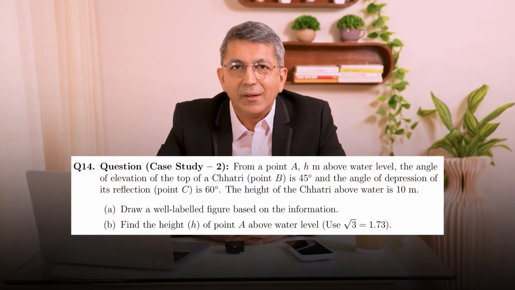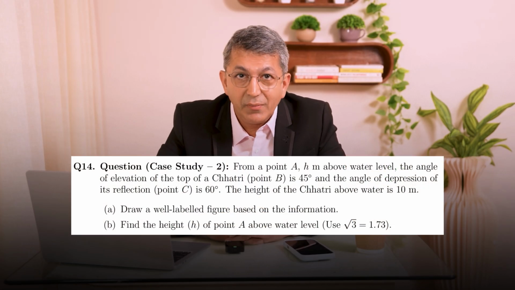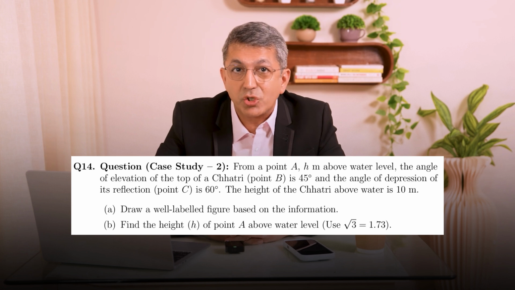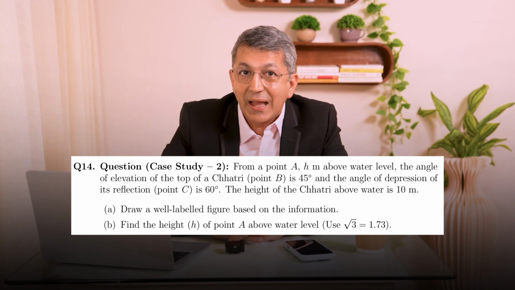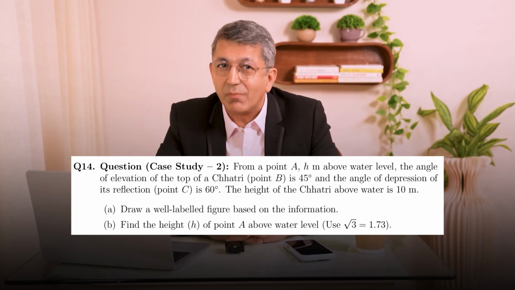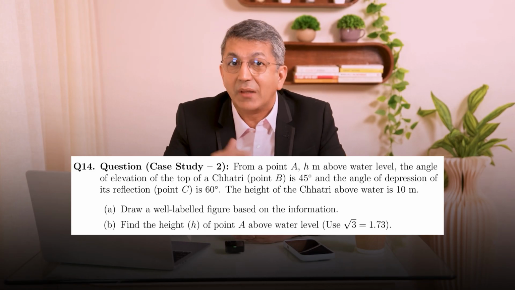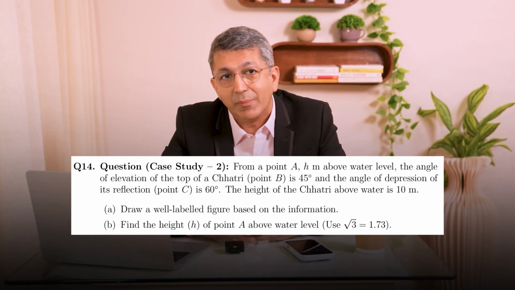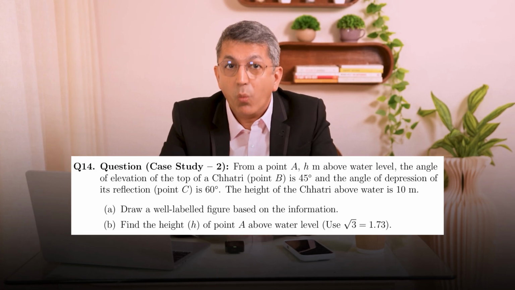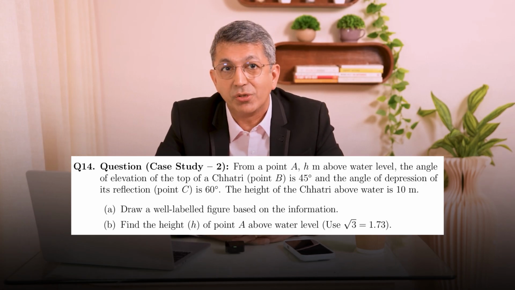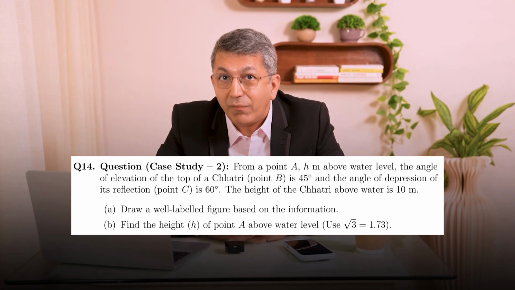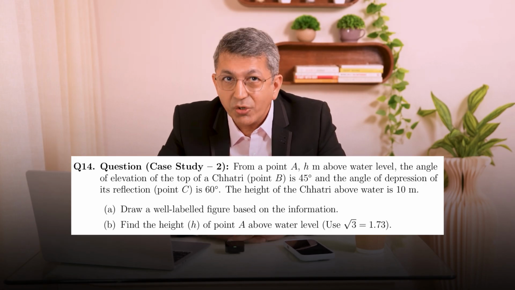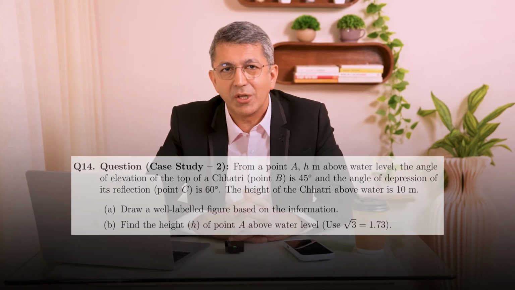Question 14, case study 2. From a point A, h meters above water level, the angle of elevation of the top of a chhatri, point B, is 45 degrees and the angle of depression of its reflection, point C, is 60 degrees. The height of the chhatri above water is 10 meters. A. Draw a well-labeled figure based on the information. B. Find the height h of point A above water level. Use root 3 is equal to 1.73. Concept: trigonometry, reflection and heights.